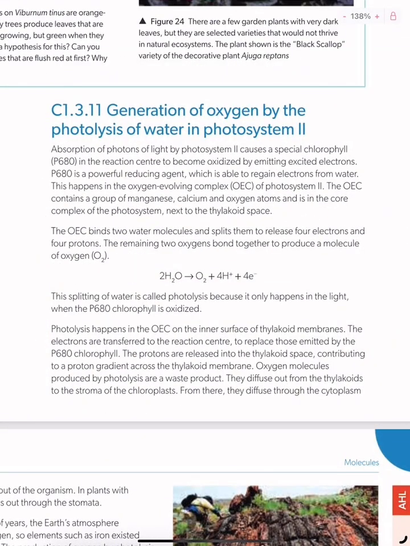So as I've said before, the missing electron in photosystem 2 is replaced by an electron coming from the photolysis of water. The photolysis reaction is written here. The water gets broken down into oxygen and 4 hydrogen ions with 4 electrons left.